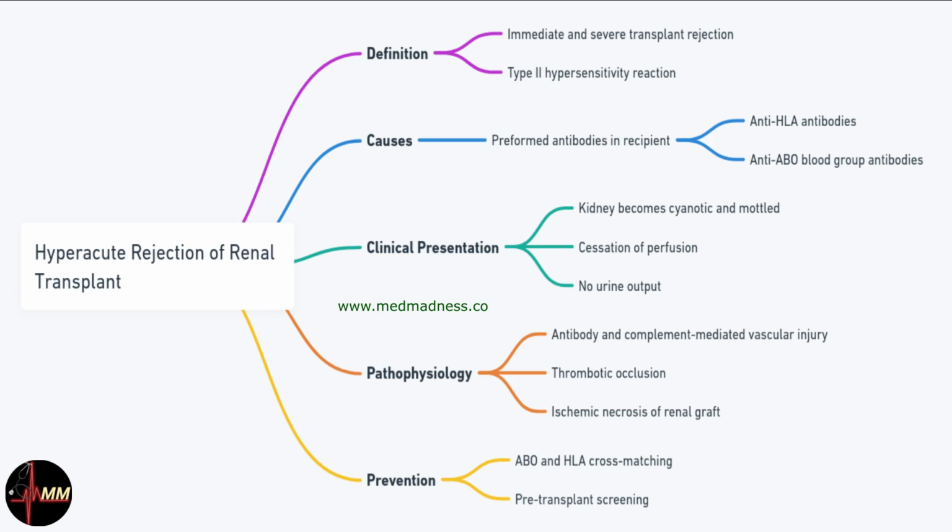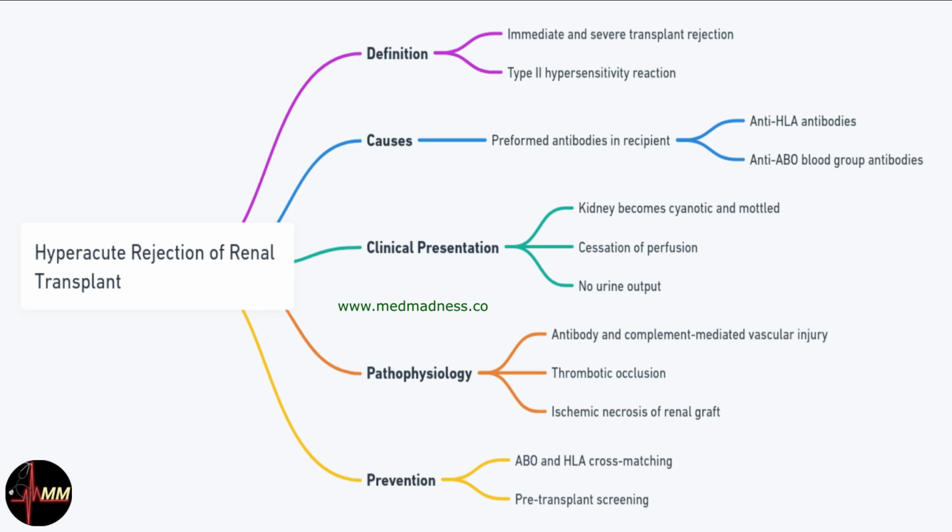Imagine you are in the operating room and a 45-year-old male is undergoing a kidney transplant. Moments after the anastomosis of the donor and recipient blood vessels, the kidney turns cyanotic and mottled. There is immediate cessation of perfusion and no urine output. What type of rejection is likely occurring and what is the mechanism behind it?